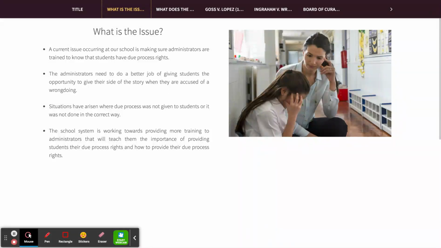The school system is working towards providing more trainers to administrators that will teach them the importance of providing students their due process rights and how to provide their due process rights.